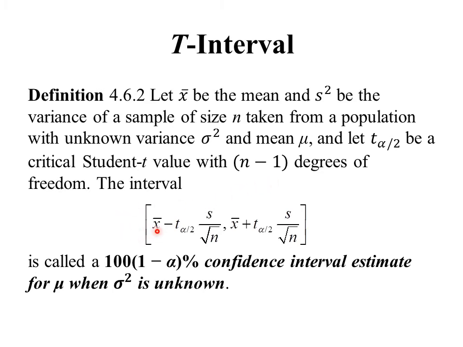And so then this interval: x bar minus t times s divided by square root of n, and then the upper limit is the same except that we add instead of subtract. That interval is called a 100 times 1 minus alpha % confidence interval estimate for mu when sigma squared is unknown. Or in simpler terms, it's simply called a t-interval. Now, this number 100 times 1 minus alpha % is called the confidence level, just like we did in the previous section.